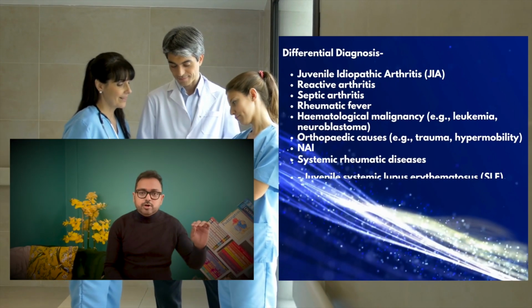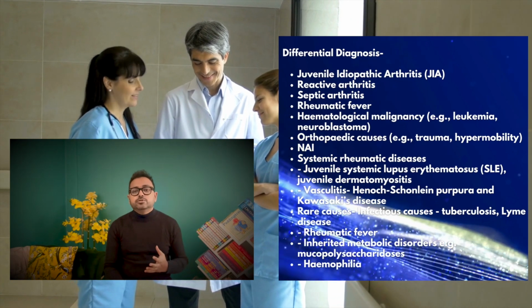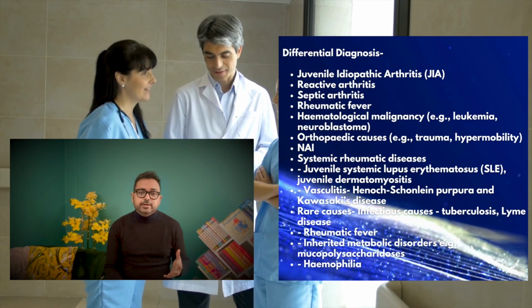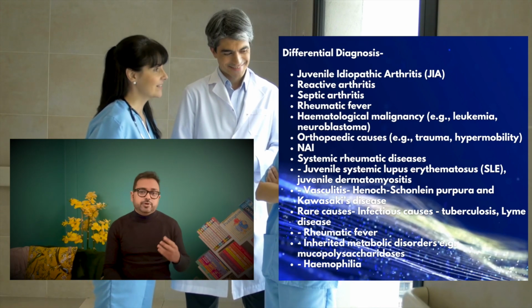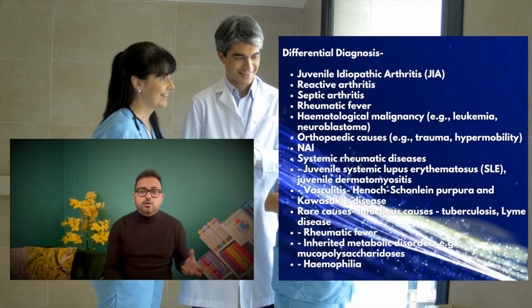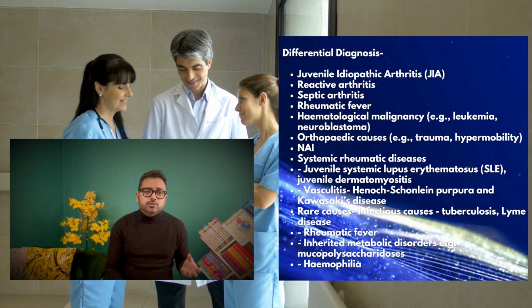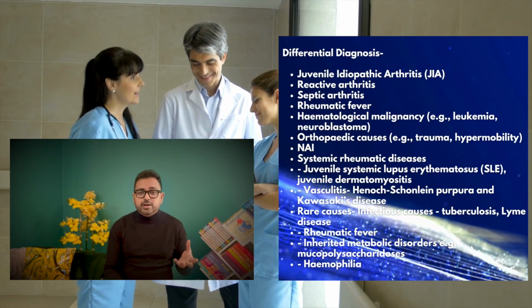After having the proper history as well as the systematic examination, the examiner will ask what are the differentials. So you have to bear in mind, you have to prioritize the highest possibility of the particular differentials to get the highest marks. So first differential could be juvenile idiopathic arthritis, it could be septic arthritis, it could be reactive arthritis, it could be due to some trauma, some orthopedic cause, or hypermobility. Other causes, it could be leukemia or any malignancy.